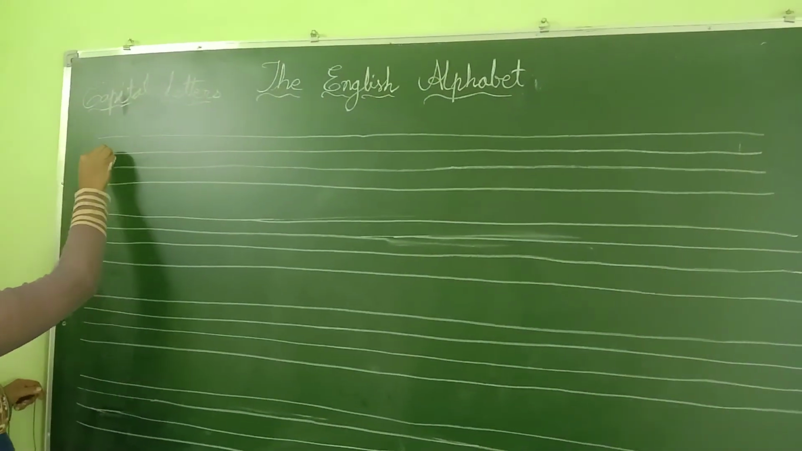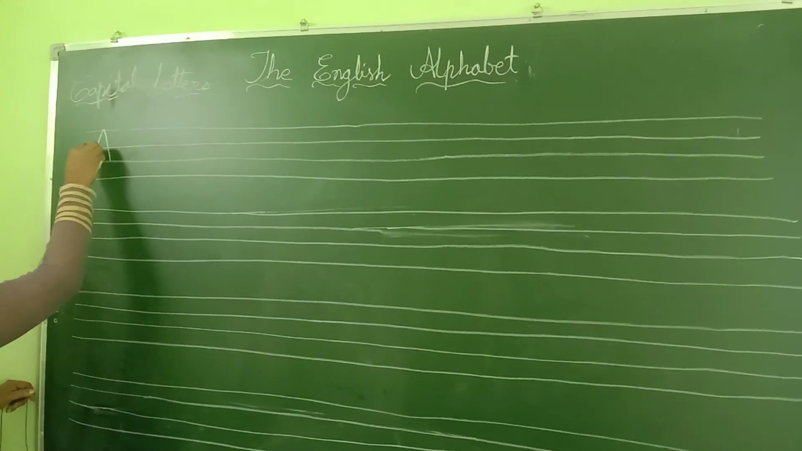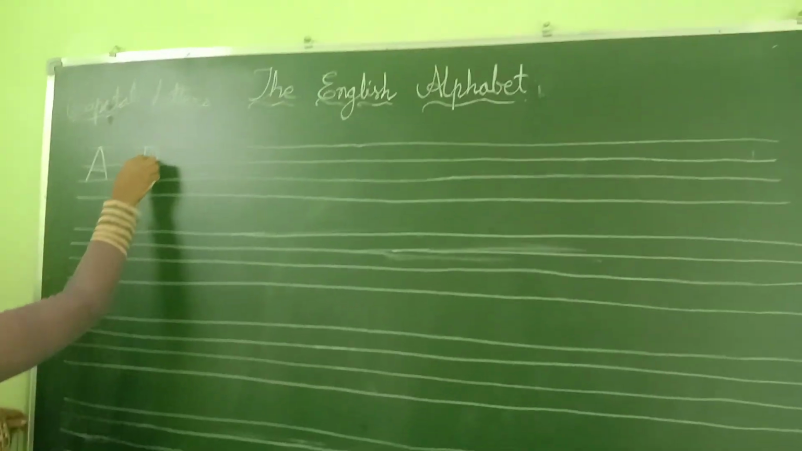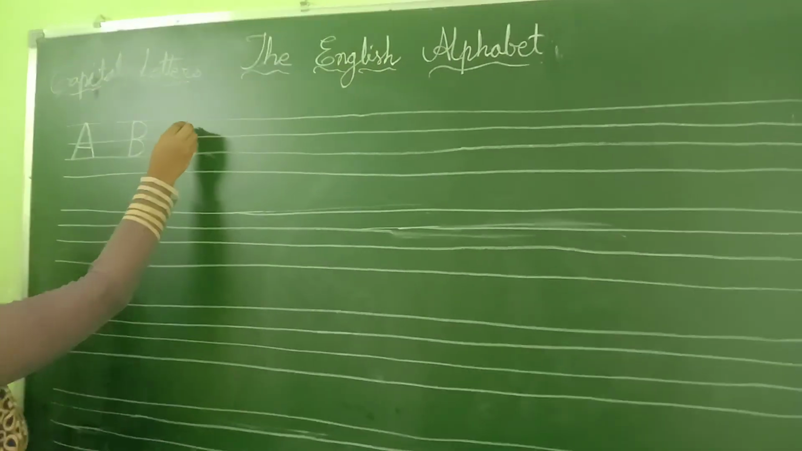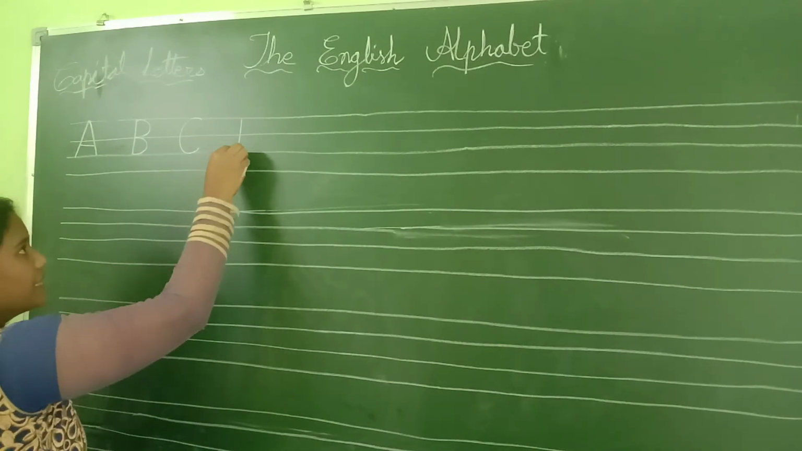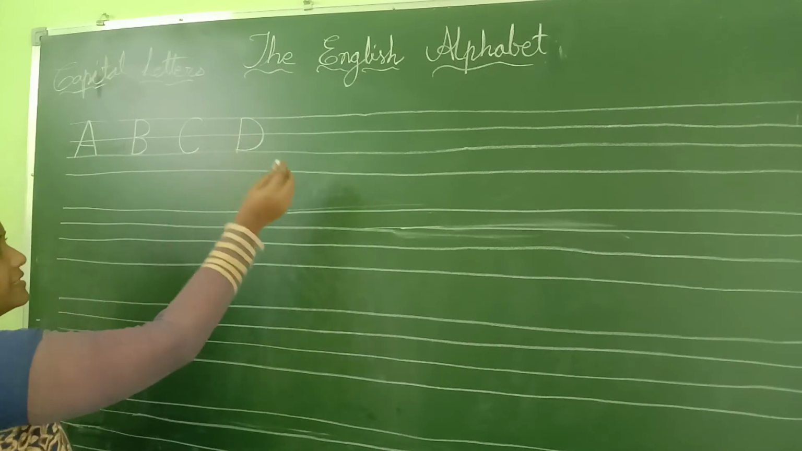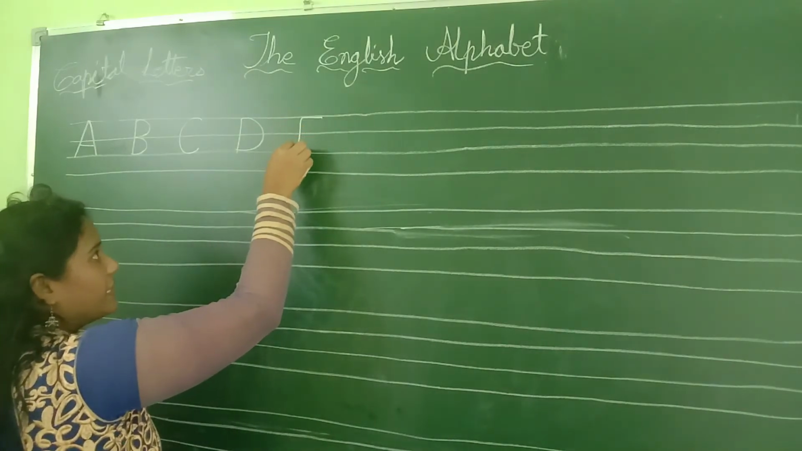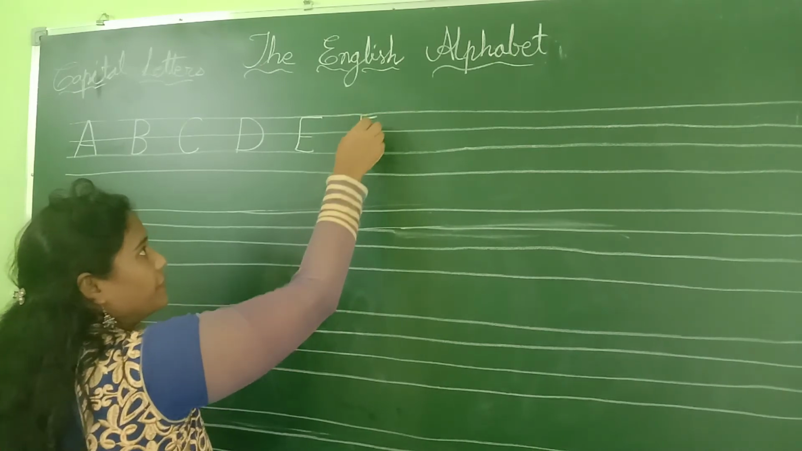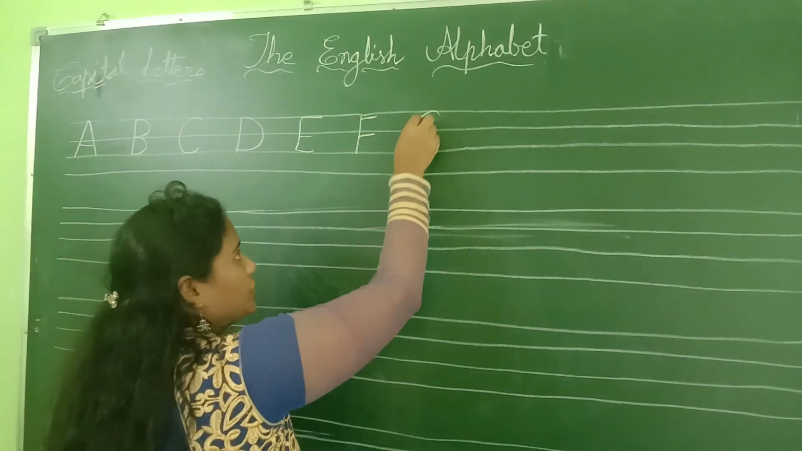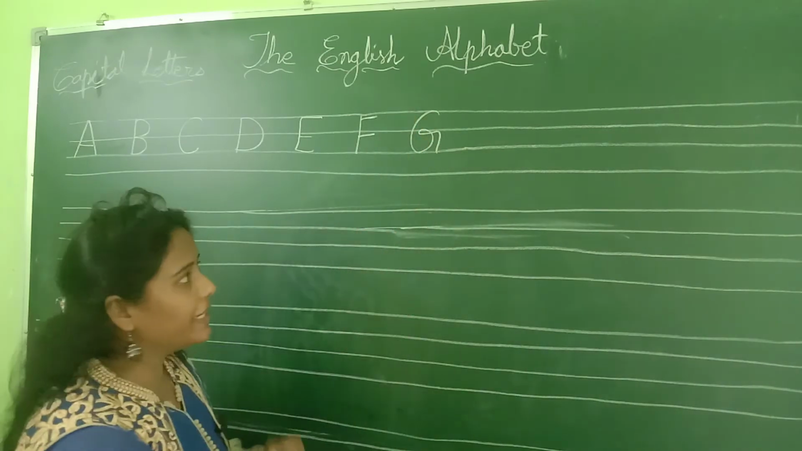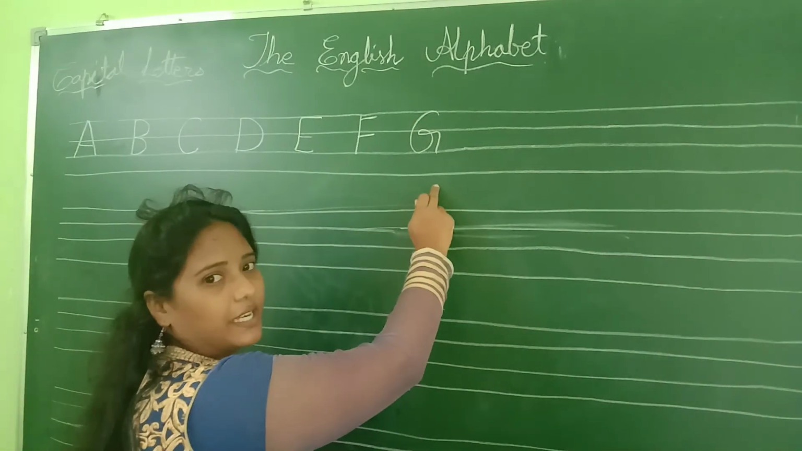See here, A. These are capital letters. A, B, see how I am writing. C, D, E, F, G. I am touching three lines, and I am leaving the third line.